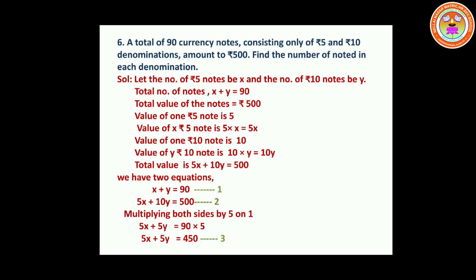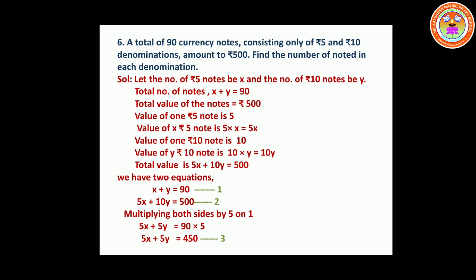Now, I am going to multiply the first equation by 5, so that I can eliminate the first term, 5x and 5x. The first equation, x plus y is equal to 90, I multiply by 5 on both sides. It becomes 5x plus 5y is equal to 90 into 5. So, 90 into 5 is what? 450. So I have got another equation, that is equation number 3.